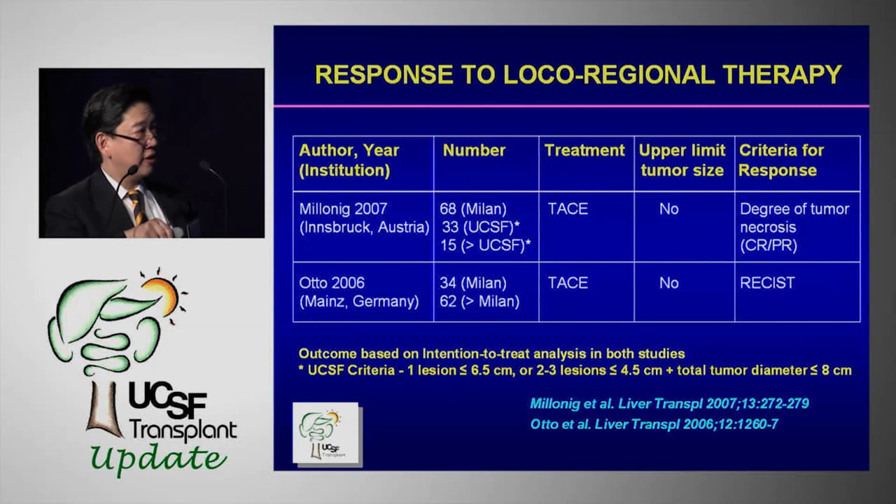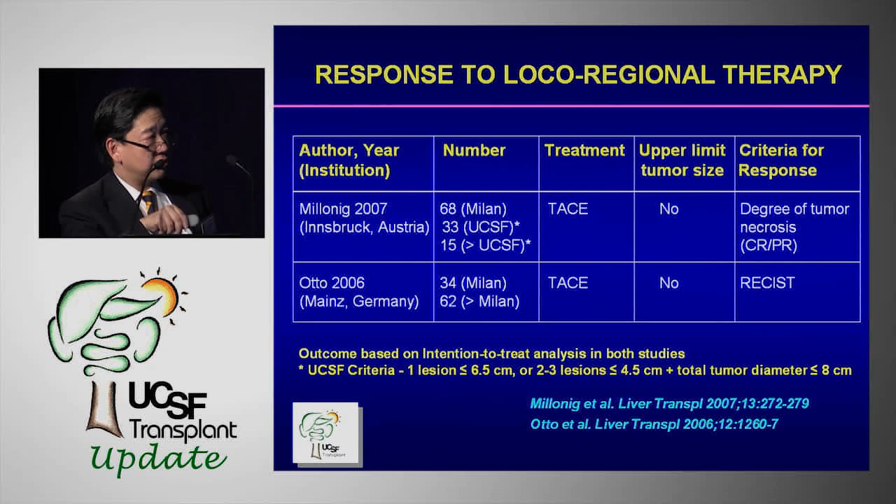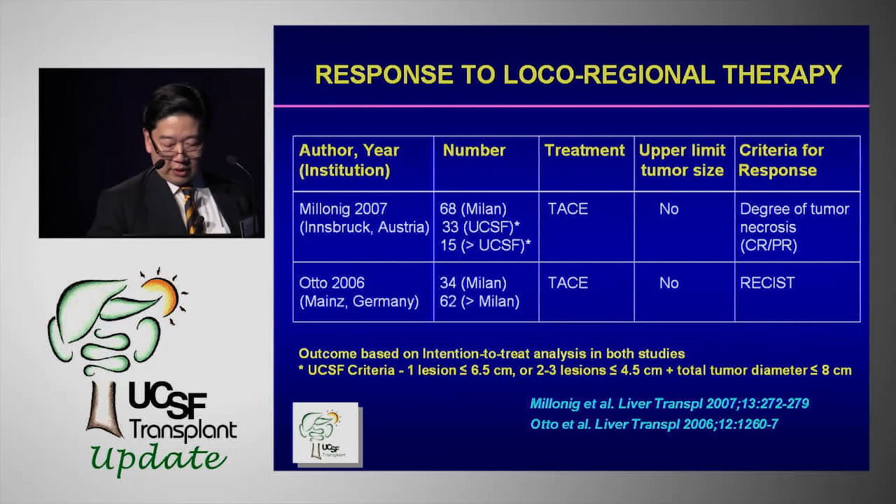These are two very intriguing studies. The tumor stage was based on either Milan or UCSF criteria, with treatment exclusively with chemoembolization. They have no upper size limits, and the criteria were response based on degree of tumor necrosis by various different criteria, including the RECIST criteria.